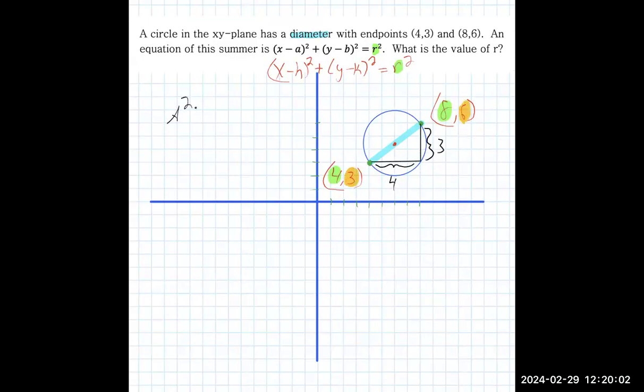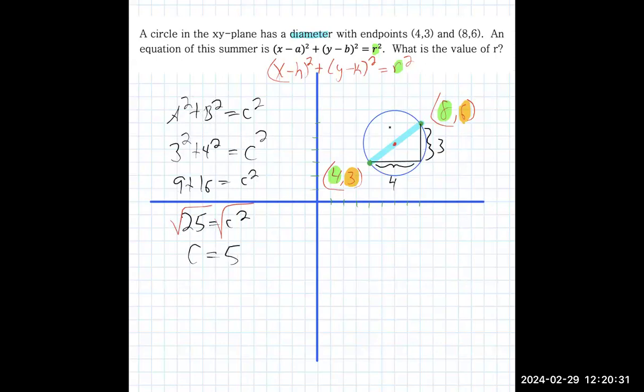So if we do want to plug that into the Pythagorean theorem, that's a squared plus b squared equals c squared, we can say 3 squared plus 4 squared equals 5 squared. Well, how did I know it's 5? I'll tell you that in a sec. But 3 squared plus 4 squared equals c squared. 9 plus 16 is c squared. 25 is c squared, square root of both sides. And c is 5. So we just found out the length of the diameter is 5. Half of that to get the radius.